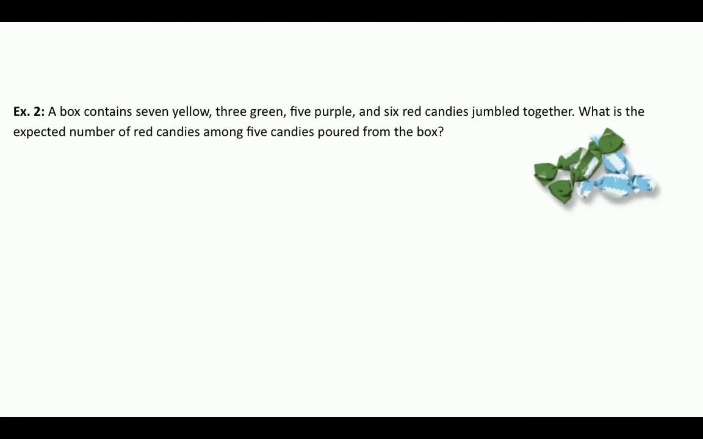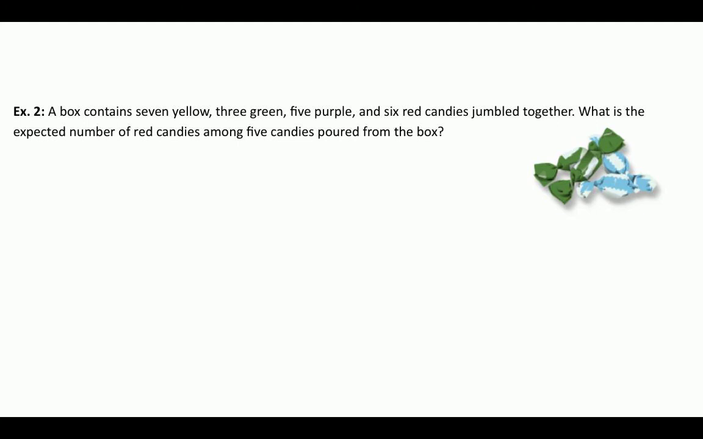A box contains 7 yellow, 3 green, 5 purple, and 6 red candies. They're all jumbled together. What's the expected number of red candies among 5 poured from the box? So you've got all these candies there in a box. If I randomly pick out 5 candies, how many red could I expect?